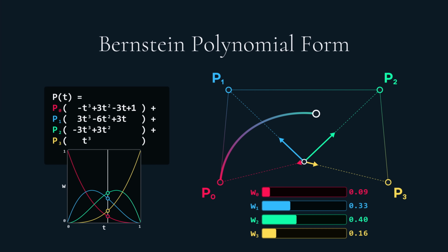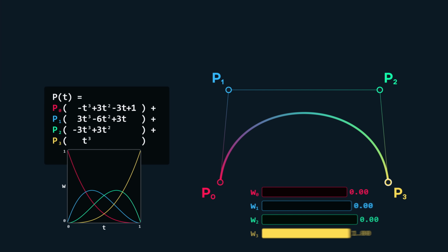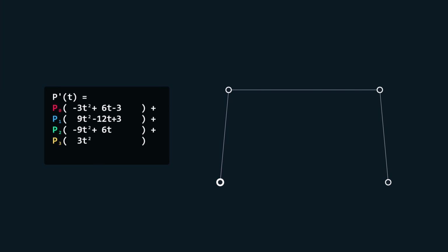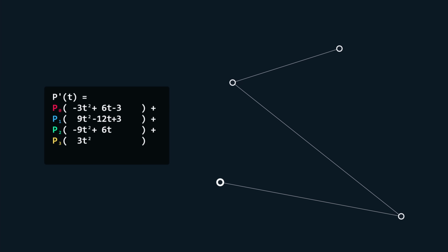This is called the Bernstein polynomial form of Bézier curves. Now that we've factored out the points in the formula, we've isolated these polynomials. Since the points are considered constants, we can easily calculate the derivative of these functions. But what does it actually represent? The derivative is the rate of change, or velocity vector, at the given t value in the curve.